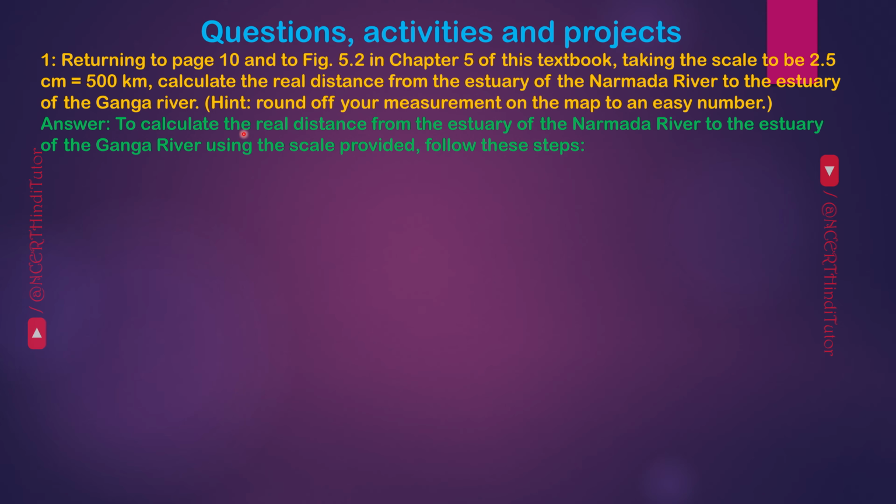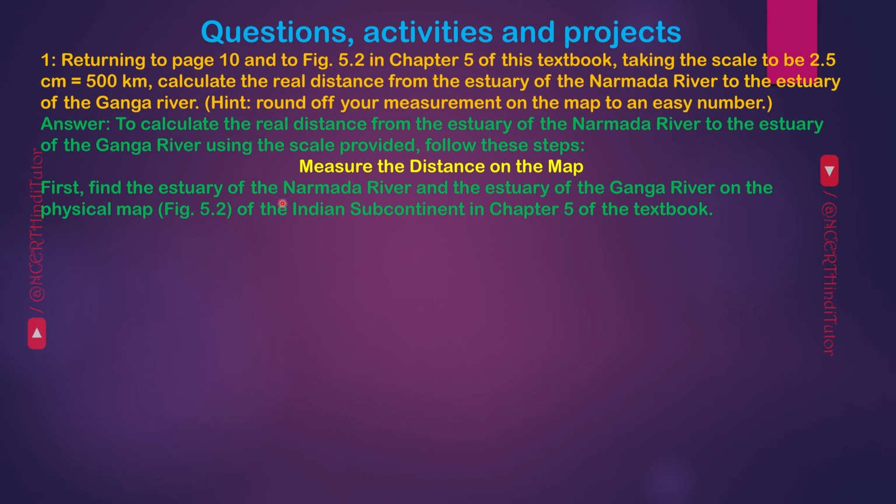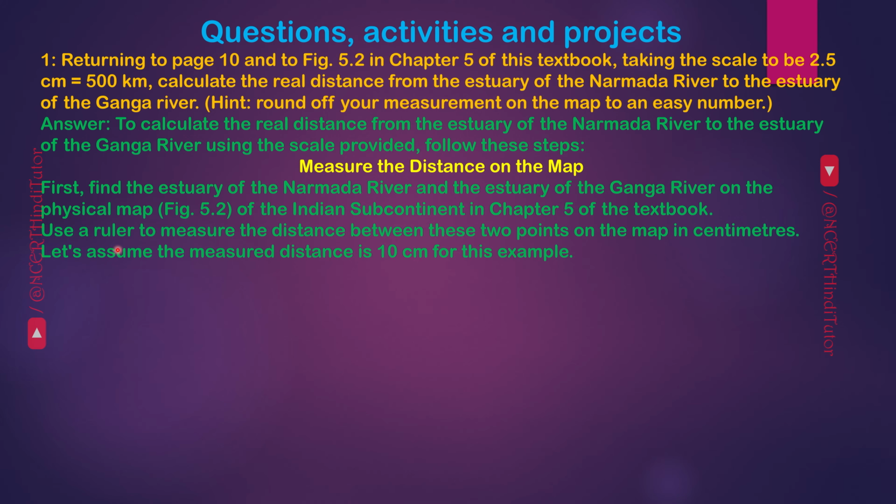Answer. To calculate the real distance from the estuary of the Narmada river to the estuary of the Ganga river using the scale provided, follow these steps. Measure the distance on the map. First, find the estuary of the Narmada river and the estuary of the Ganga river on the physical map figure 5.2 of the Indian subcontinent in chapter 5 of the textbook. Use a ruler to measure the distance between these 2 points on the map in centimeters. Let's assume the measured distance is 10 cm for this example.